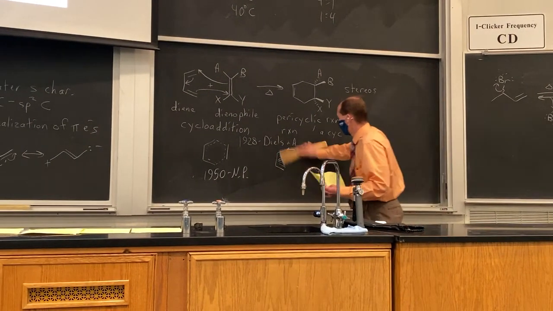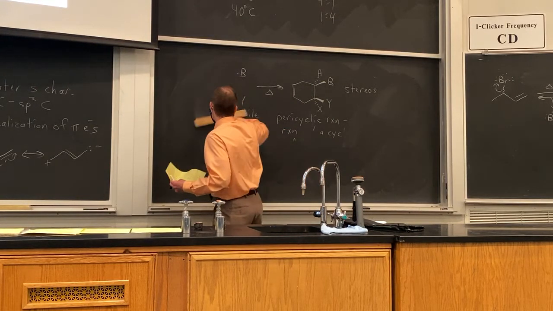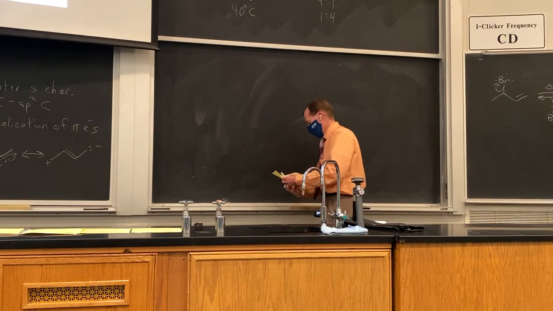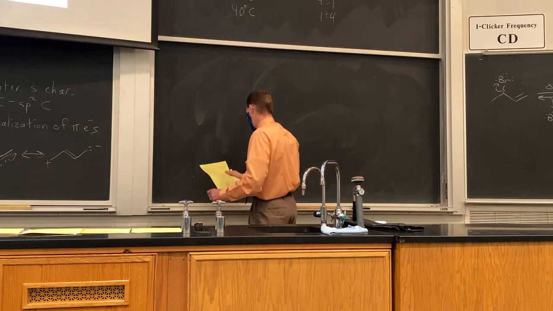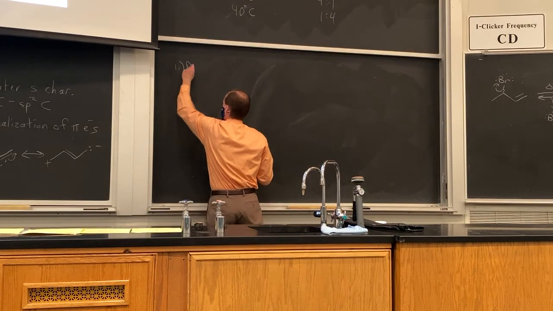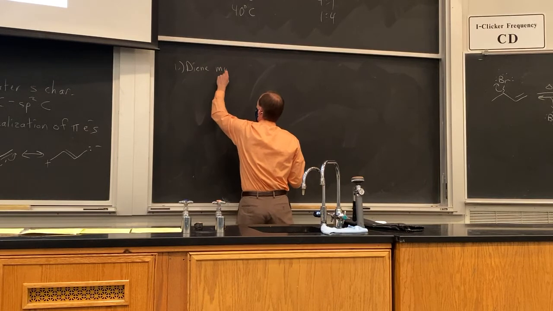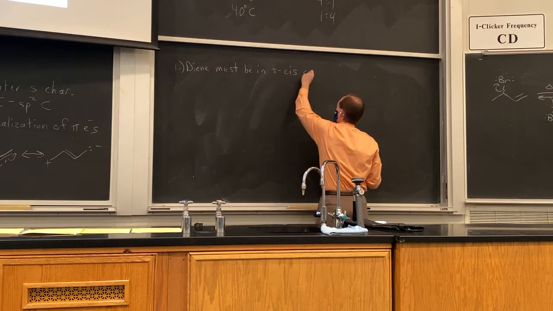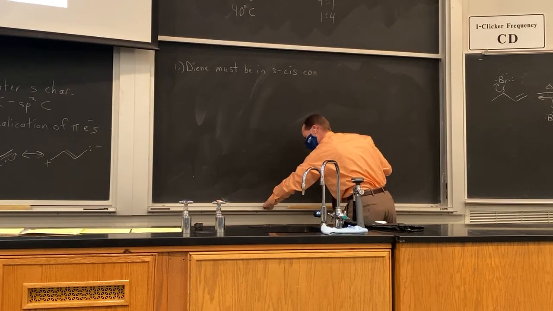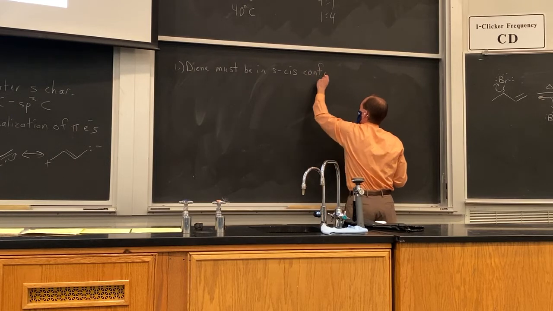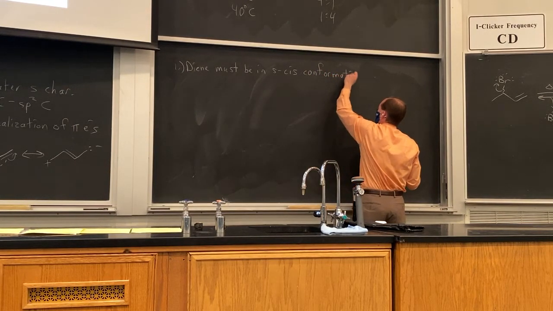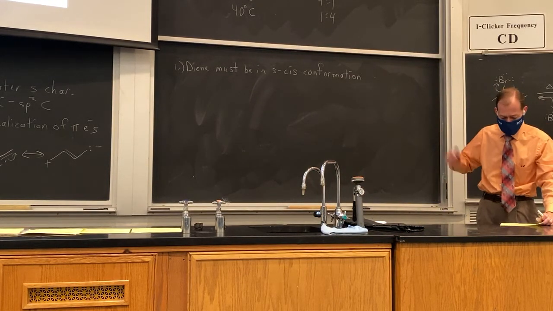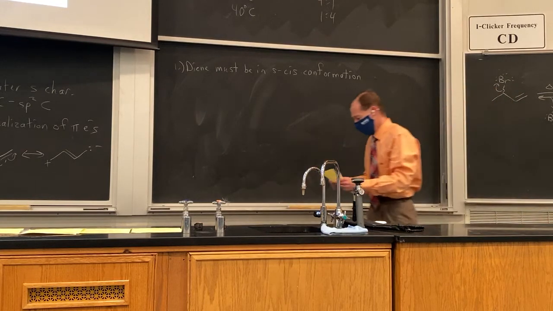Go ahead and erase the board and talk about some rules that are important for Diels-Alder reactions. So the first rule is that the diene can only react if it is in the S-cis conformation. Sorry, I broke the chalk. Okay. So we learned the difference between S-trans and S-cis in our last lecture.